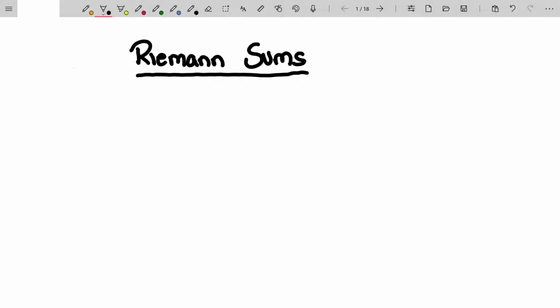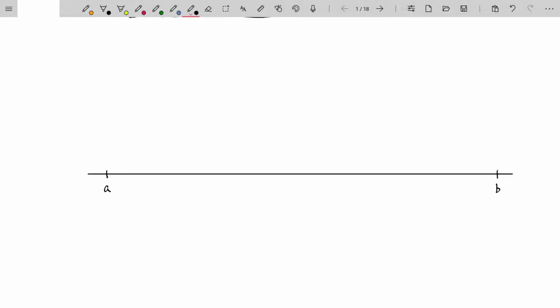A Riemann sum. Well, without actually telling you what it is, let's talk about what we talked about in the last video, which was finding areas underneath curves. And we developed this idea. And the idea was as follows. Somebody hands me a function on a closed interval from A to B.